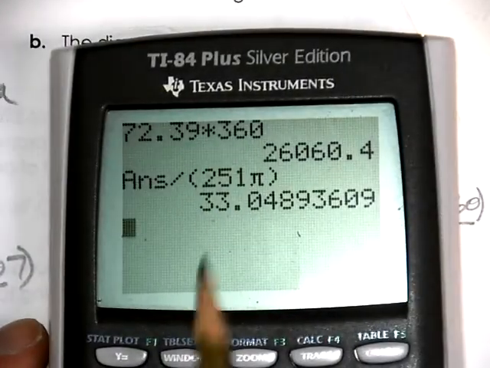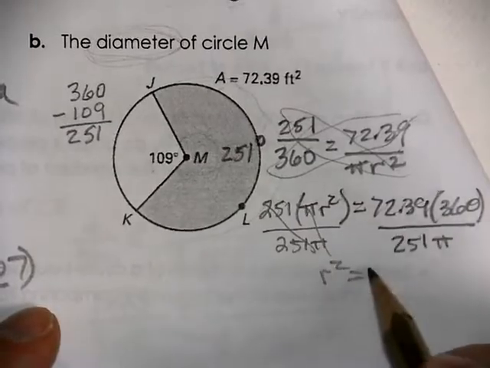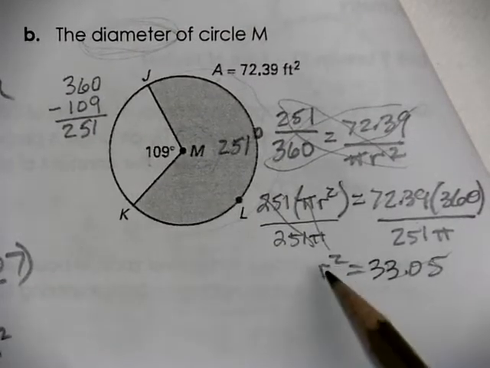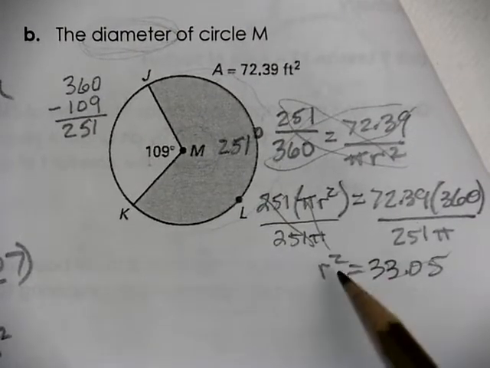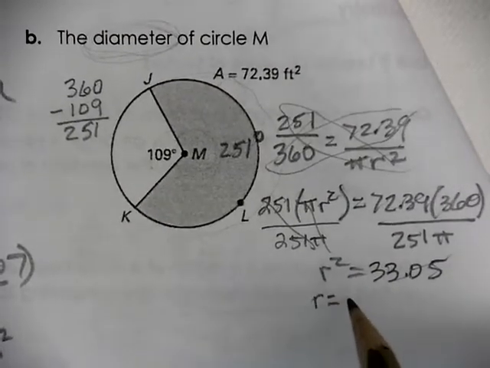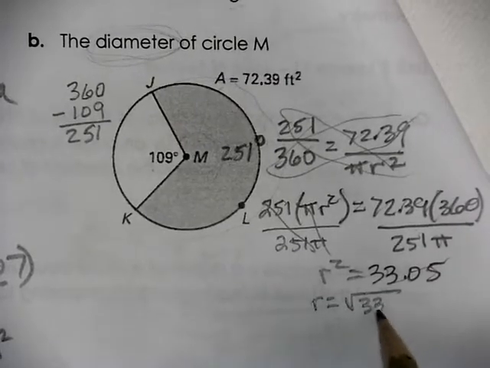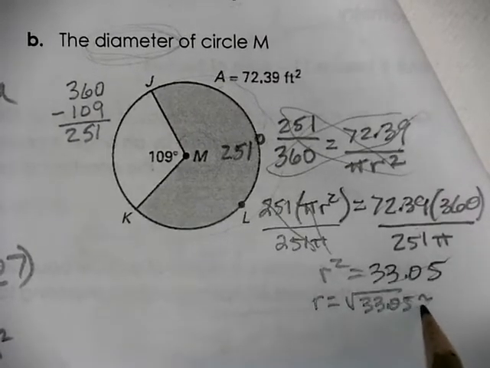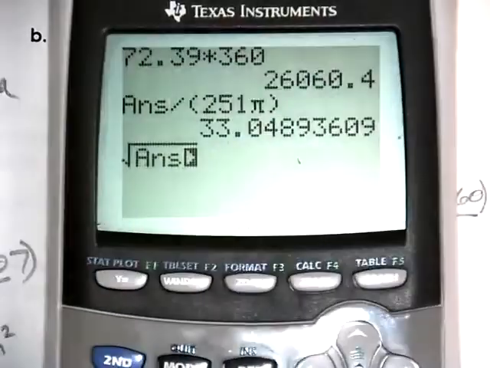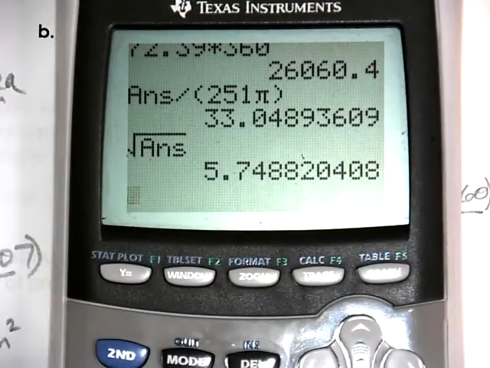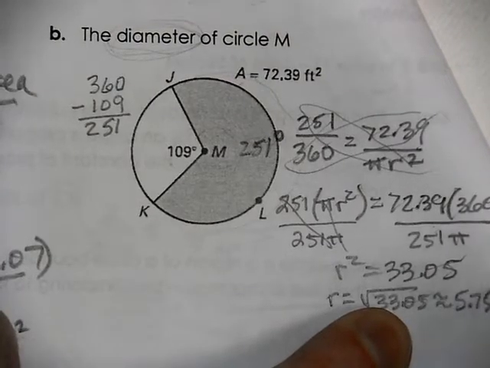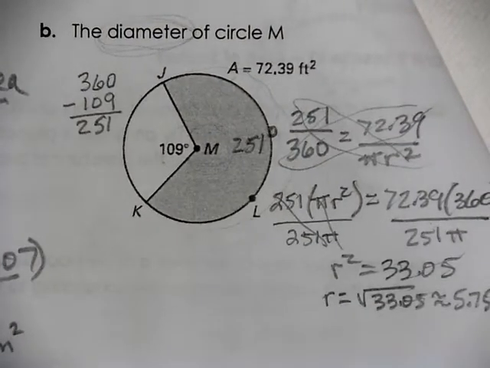And that's 33.05. Notice that this is r squared. This is the radius squared. We just want the radius. So we need to find the square root of 33.05. So we take our calculator and we do the square root of our answer. And that gives us 5.75. And that is our radius.